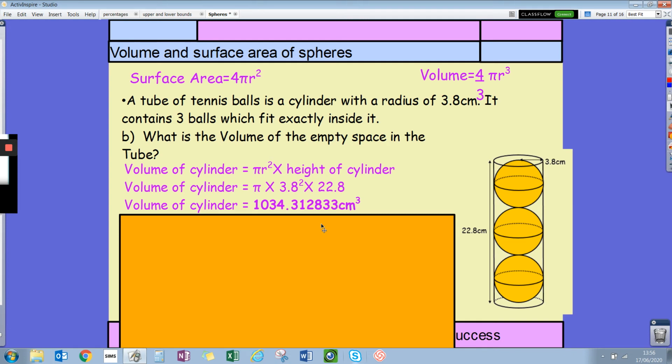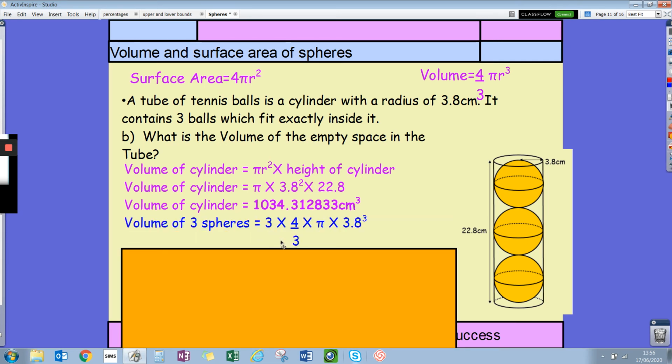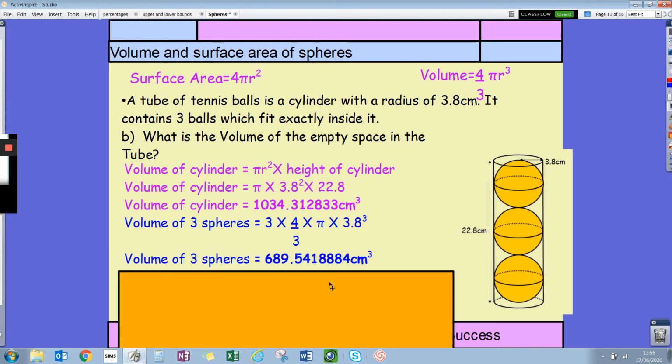Then I've got my 3 spheres. So the space in the cylinder will be the volume of the whole cylinder without the 3 spheres, the 3 tennis balls inside. So remember, the volume of a sphere is 4/3 pi r cubed. And how many have I got there? 1, 2, 3, and they're identical. So I'm going to do 3 lots of the volume of one sphere. So 3 lots of 4/3 times pi times 3.8 cubed. Put that in my calculator and I get 689.5418884.